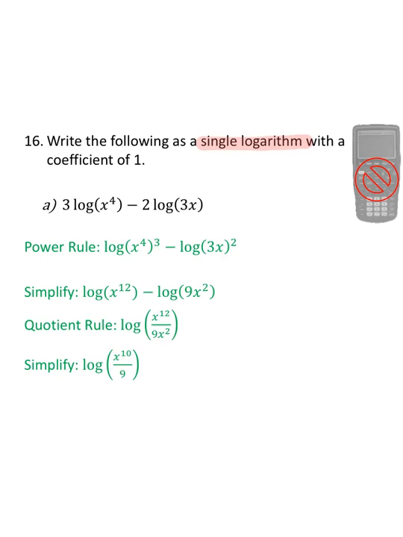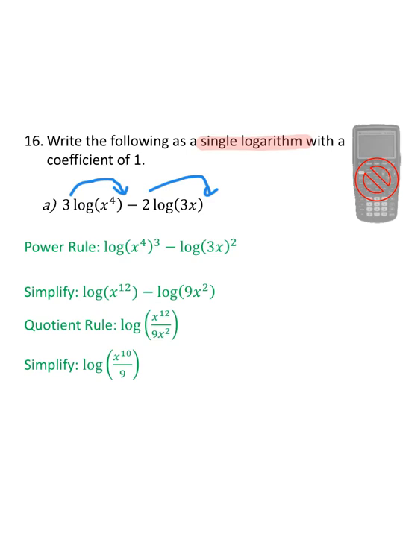It's a guiding principle to let you know when you're finished. So, if I want to write as a single logarithm, as I'm condensing, I always start with the power rule. The power rule says that our coefficients here, this 3 will come up as an exponent, and my 2 will come as an exponent. So I'll have log of x to the 4th cubed minus log of 3x squared. Now it's not the whole log of x to the 4th that's being cubed. I'm not multiplying log times log. I'm multiplying x to the 4th by itself 3 times.